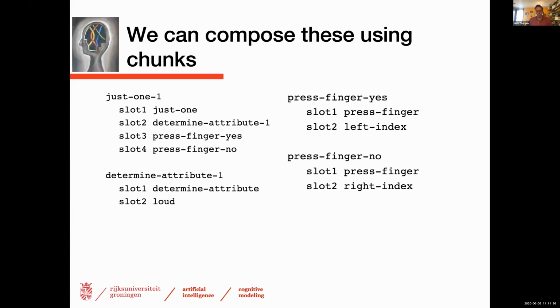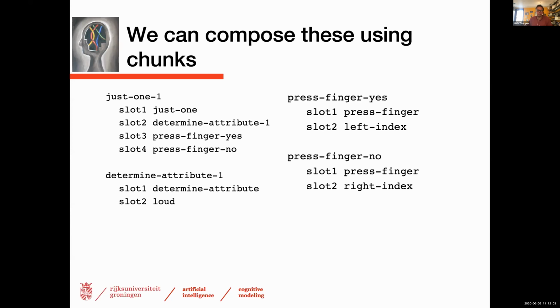So it builds just one chunk that points to a determine attribute skill, a press finger yes skill, and a press finger no skill. Those are again 4 chunks that also instantiate. Determine attribute tells us what the attribute is that we need to check. Press finger yes tells us what finger to push, and press finger no tells us what other finger to push.